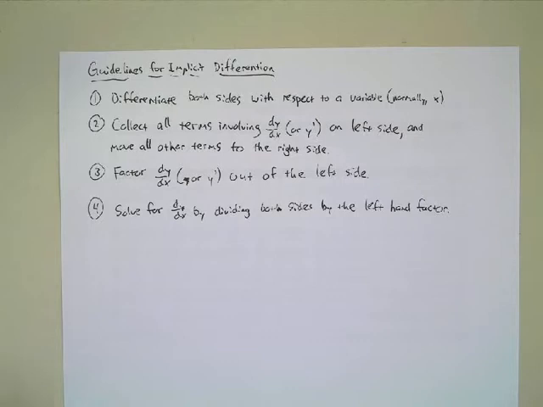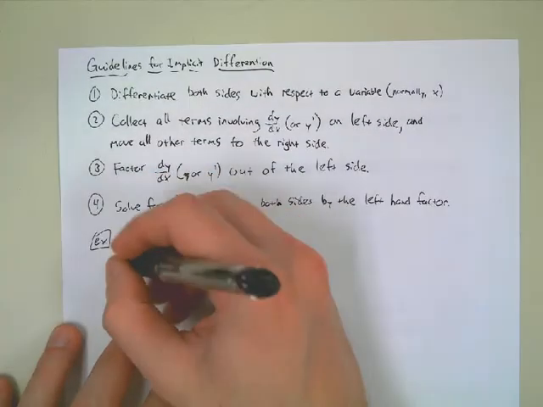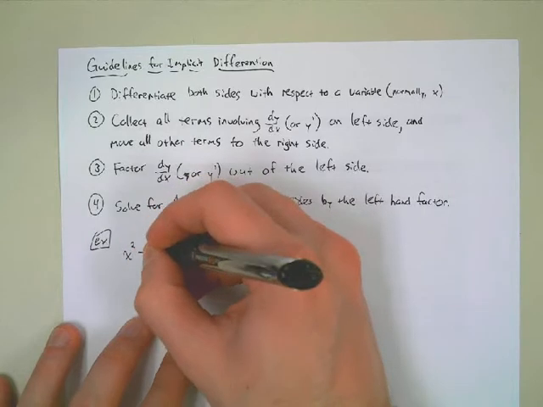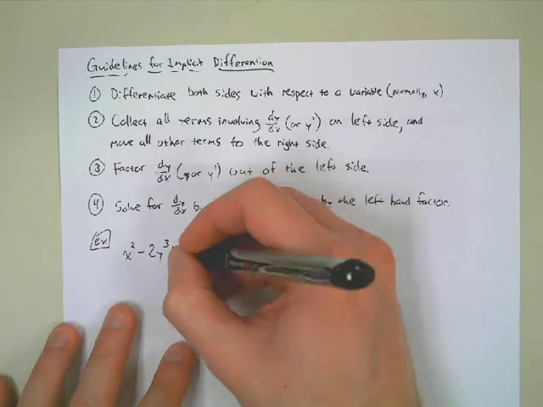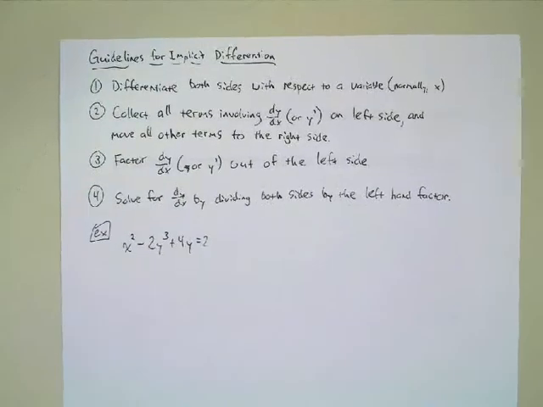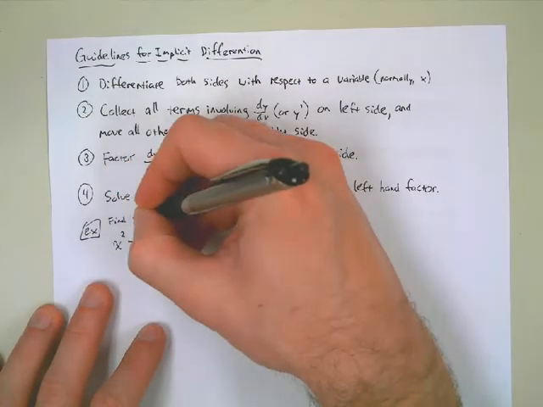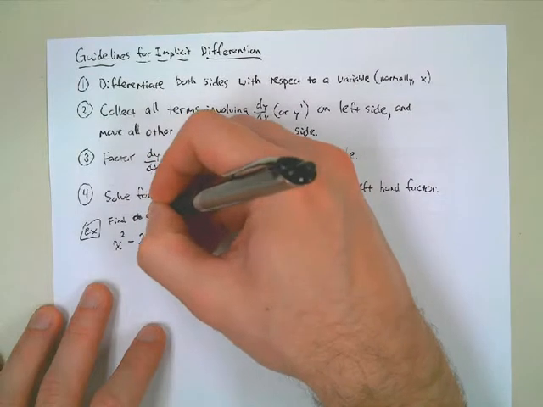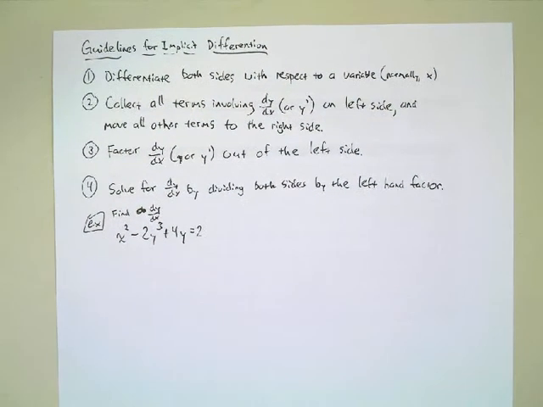Let's take a look at the problem that we were trying to take the derivative of. As an example, we've got x squared minus 2y cubed plus 4y equals 2. I'll just say find dy dx. Find the derivative of y with respect to x of this bad boy right there. Those are our directions.